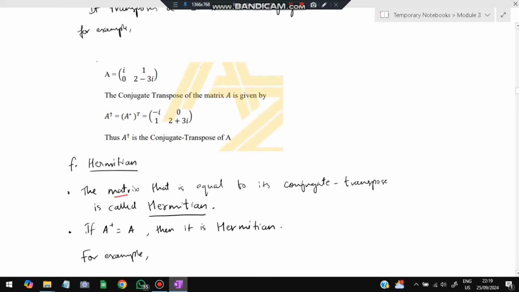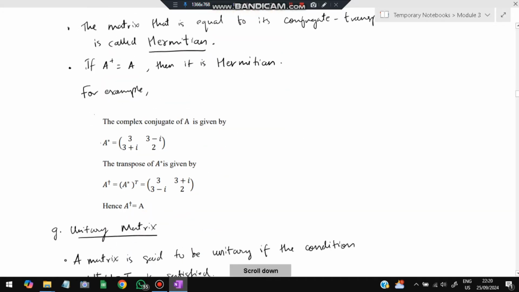The matrix that is equal to its conjugate transpose is called a Hermitian. So suppose that there is a matrix here, and we take the conjugate transpose, and we obtain one matrix. If these both are equal, at that time it is called Hermitian. Okay. So for example, when we do the complex conjugate and transpose of the matrix, what we obtain is the same matrix which is present here. So that shows us that A plus is equal to A.